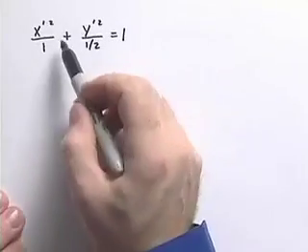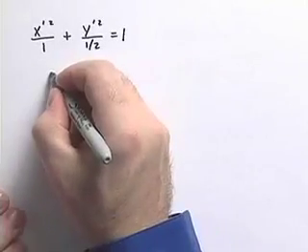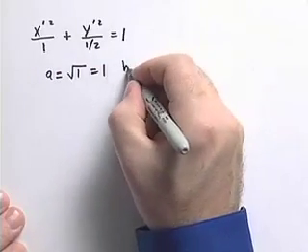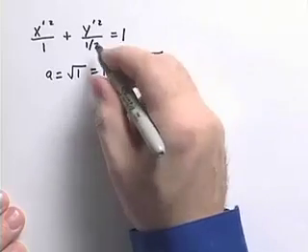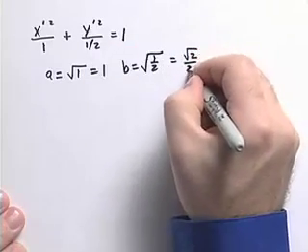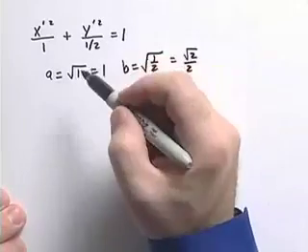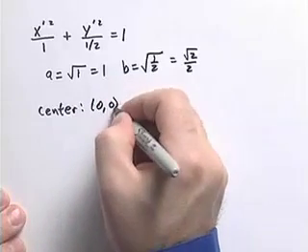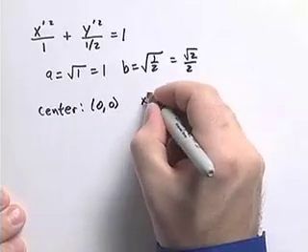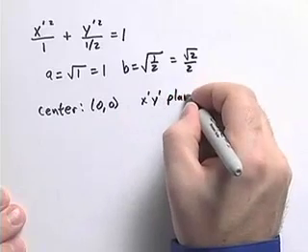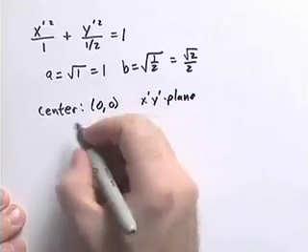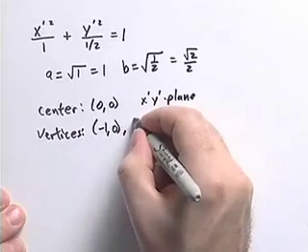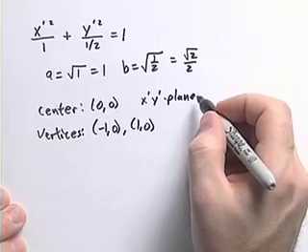We've just rewritten our equation. In this form, we can see that a is equal to the square root of 1, which is 1. b is equal to the square root of 1/2, which gives us the square root of 2 over 2. This is the equation of an ellipse with the center at 0, 0 in the x prime, y prime plane. The vertices are going to be negative 1, 0 and 1, 0, again in the x prime, y prime plane.